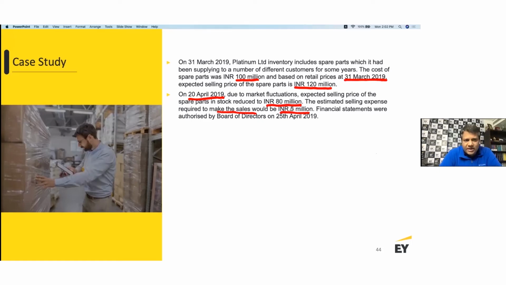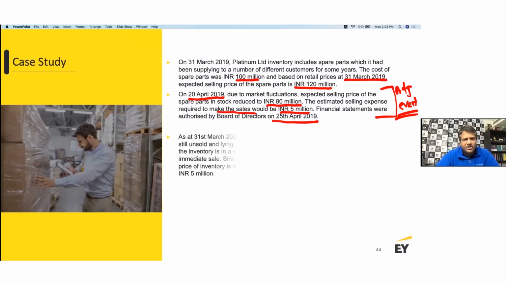Now, financial statements were authorized by the Board of Directors on 25th of April 2019. So, in a way, there's a subsequent event, and as I had said, this is an adjusting event. For inventory valuation, unless it is like a quoted commodity, from that perspective, which again is a matter of judgment here.